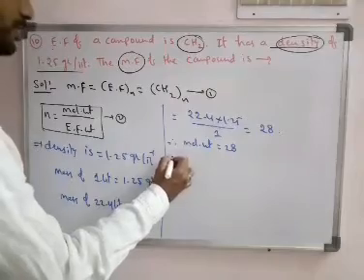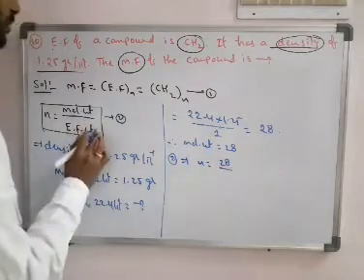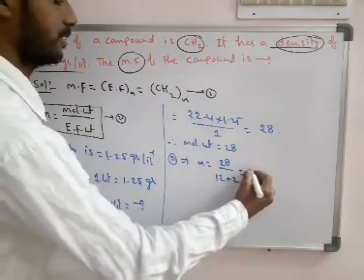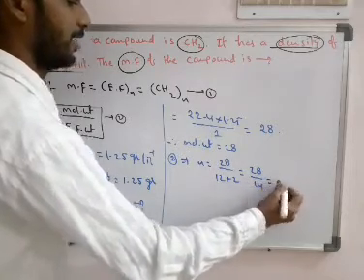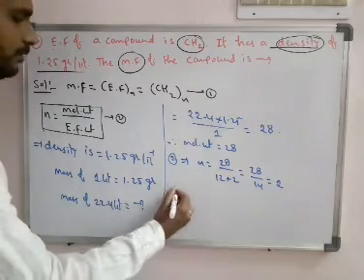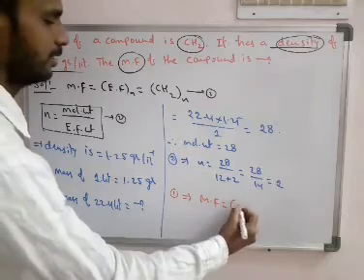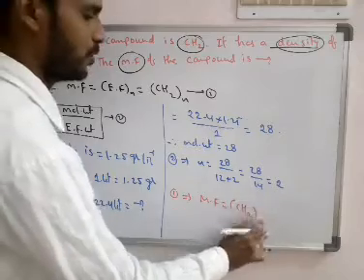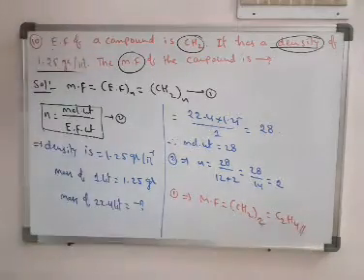Now substitute in equation 2. Then we get the value 28 as the molecular weight divided by the empirical formula weight, 1 carbon and 2 hydrogens, that is 14, so the value is 2. Next, substitute in equation 1: the molecular formula is equal to CH2 taken n times, so with the n value we got, the molecular formula is C2H4.